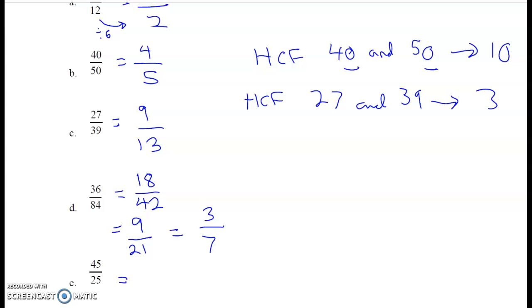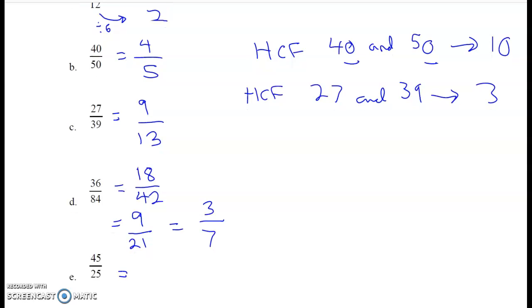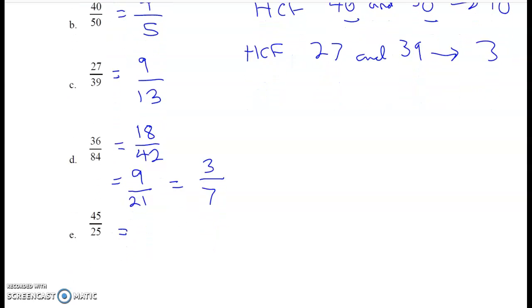Now part E, last one. 45 over 25. You notice the top is bigger than the bottom, but that doesn't matter. We can still find common factors and simplify it. So common factor between the top and the bottom, they both end in 5. So they'll both be divisible by 5. Divide 45 by 5, you get 9. And if you divide 25 by 5, you get 5. And that'll be it. 9 over 5. So that's simplifying fractions. Good luck.